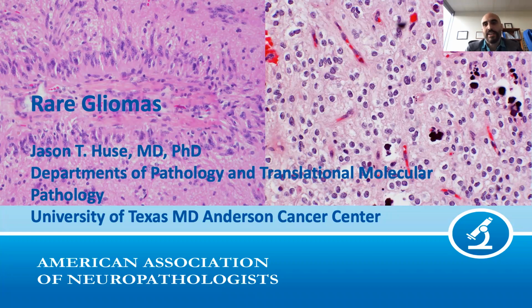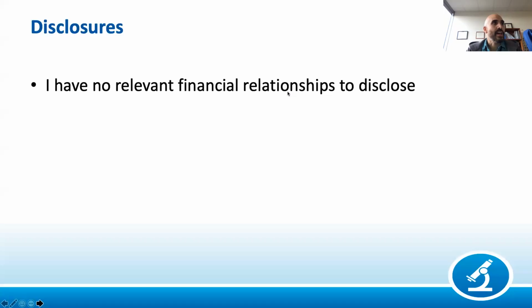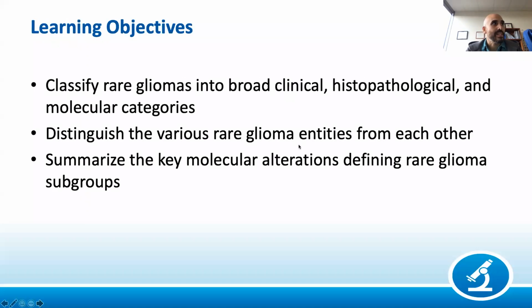I've been tasked to talk about rare gliomas, which is really an ever-growing subset of tumors whose establishment is being greatly facilitated by recent large-scale molecular profiling efforts, as you'll see, and a lot of which has impacted the latest edition of the WHO classification system from 2021. So let me just launch right in. I have nothing to disclose. Here is the learning objectives slide.